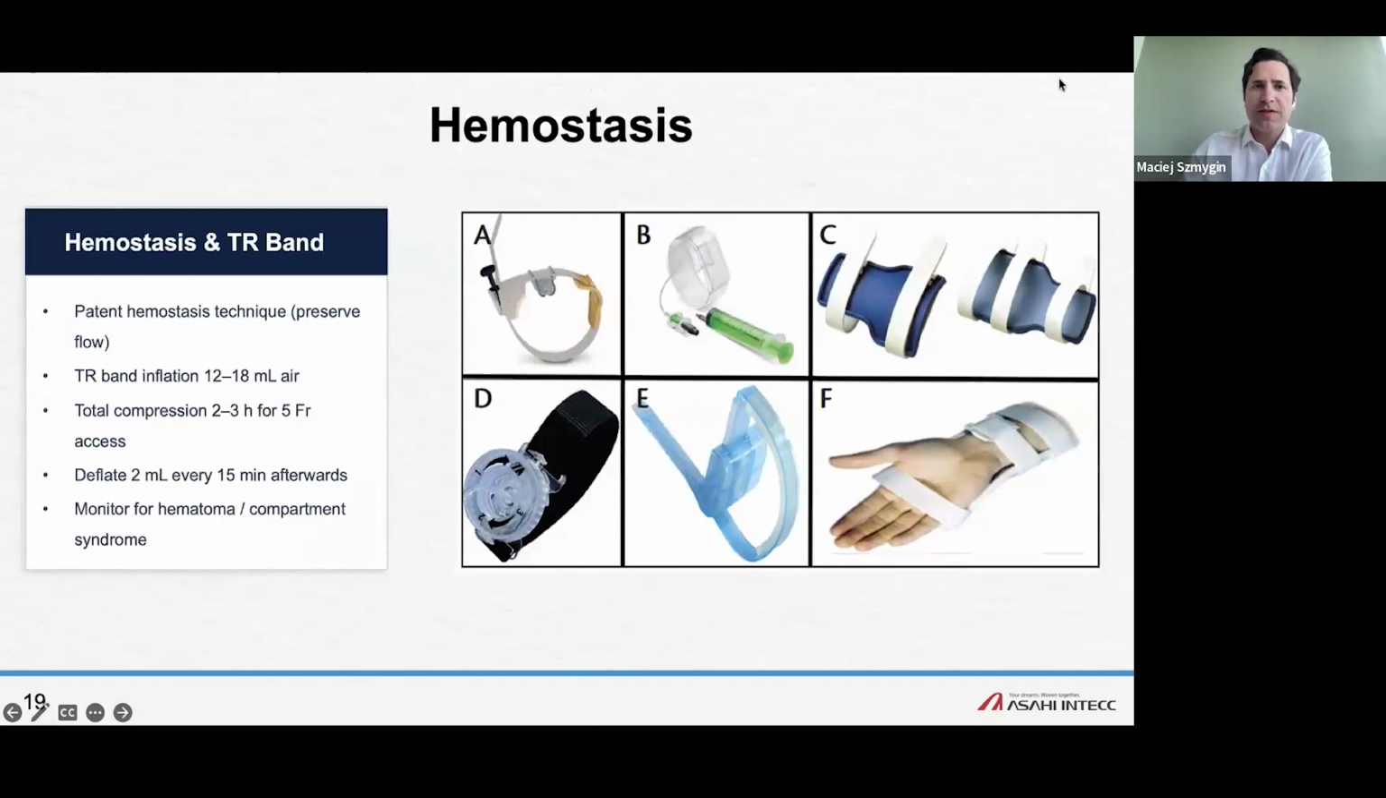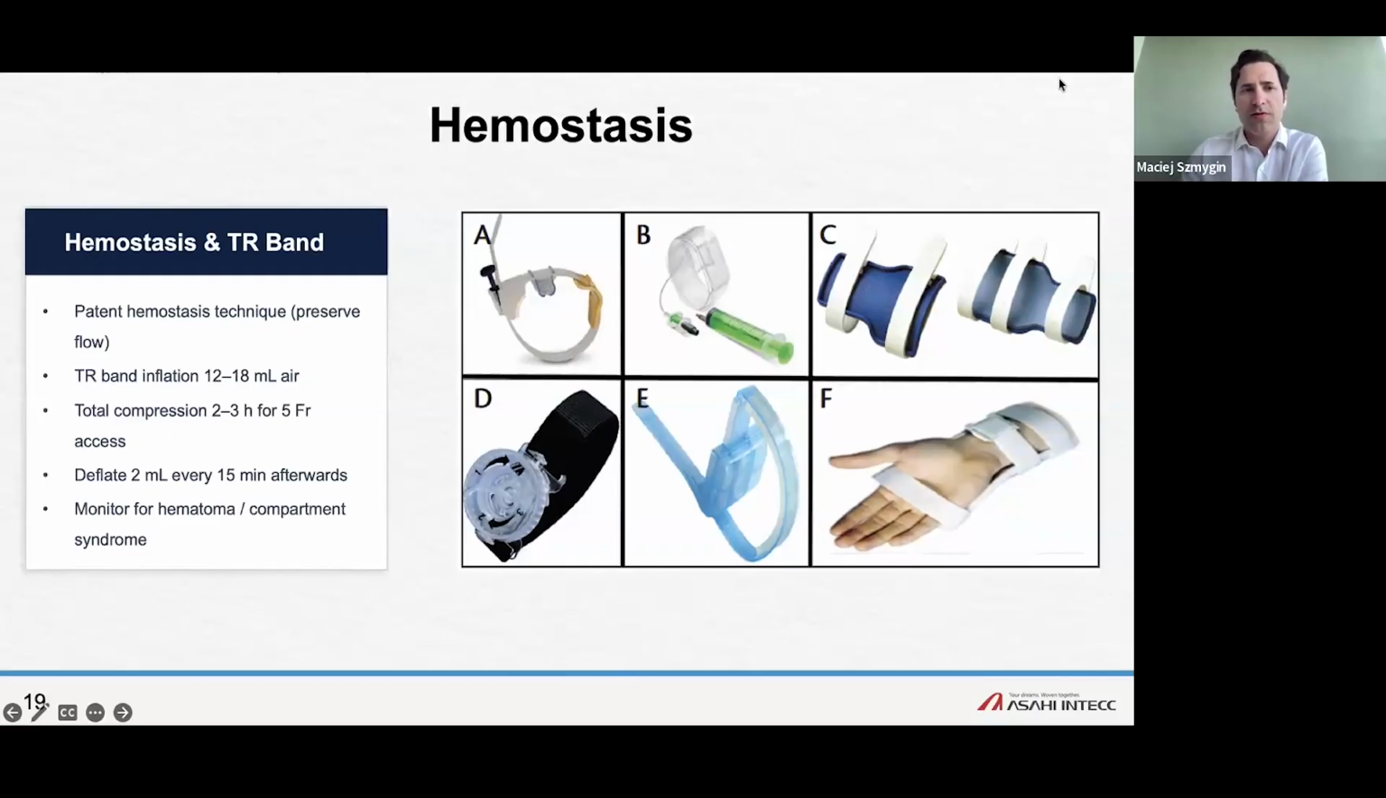Okay, and what about hemostasis after the procedure? There is a large variety of bands and compression bands. We have to compress the vessel to avoid bleeding, but we also have to compress it not too hard, to preserve the flow to the fingers, right? So there are different bands. We usually inflate them up to 15 to 18 milliliters of air.